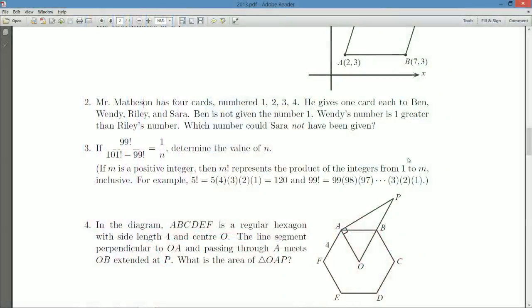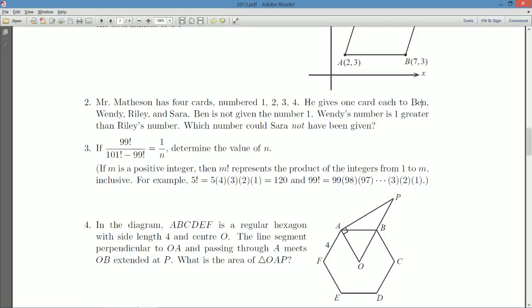Alright, what does question number 2 say? Mr. Matheson, I hope that was intentional, that's nice. So Mr. Matheson has 4 cards, numbered 1, 2, 3, and 4. He gives 1 card each to Ben, Wendy, Riley, and Sarah. I wonder if these are relatives of the person who made up the question. That does happen from time to time. Usually if it's not an Alice, Beryl, Colleen, Daryl sort of situation, they're usually relatives or someone that they know.